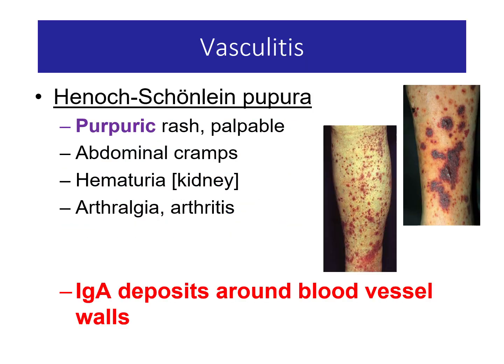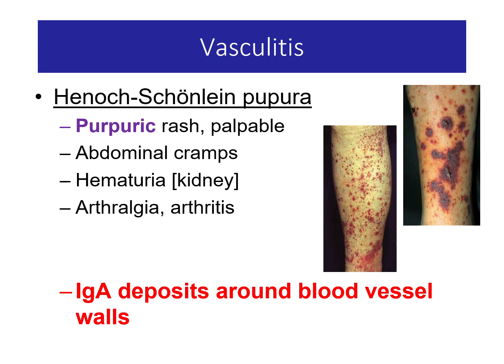So moving to different entities now. Vasculitis. Vasculitis is something you're going to encounter a lot. And a very common form of vasculitis is Henoch-Schönlein purpura that you can see more commonly in kids.